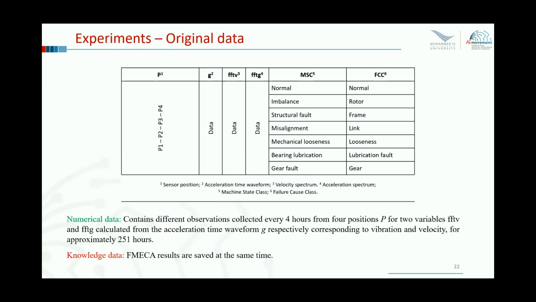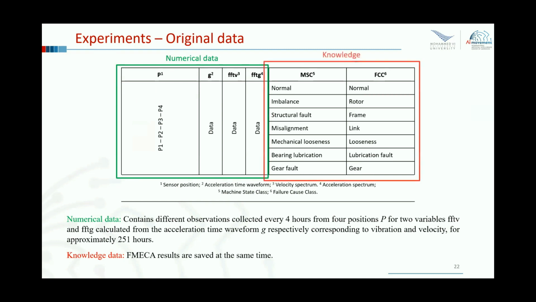So here is our representation of the data used. It is composed of a list of digital data collected from 4 sensors. Each sensor has a list of lists of acceleration time waveform, velocity spectrum, and acceleration spectrum. This data also includes knowledge data that was carried out by OCP maintenance solution experts using the FMECA approach to identify the machine state and its cause. As you can see here, they have stated 7 machine states: a normal state and 6 types of failures.